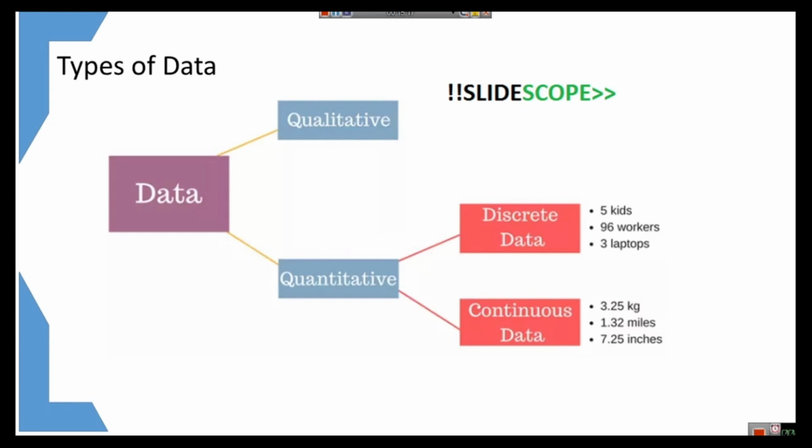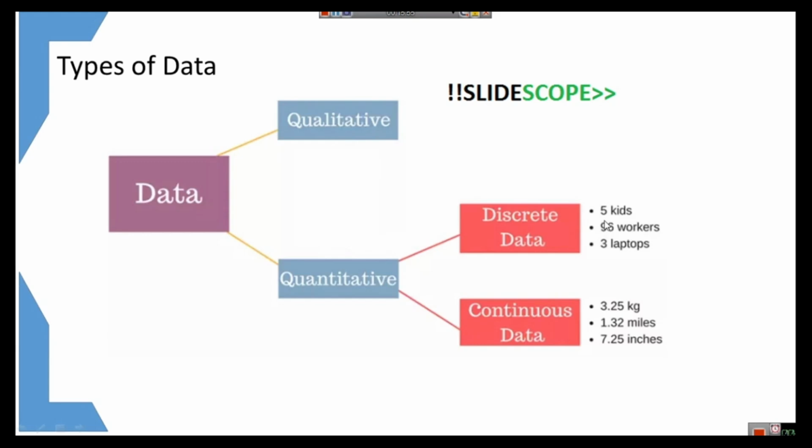Again, quantitative data is also of two types. One is discrete data, and then there is continuous data. Discrete data examples are, for example, 5 kids, 3 laptops, 96 workers, where we are talking about n number of persons, n number of places, n number of things. So for every person, every place, everything, there can be n number of attributes also.